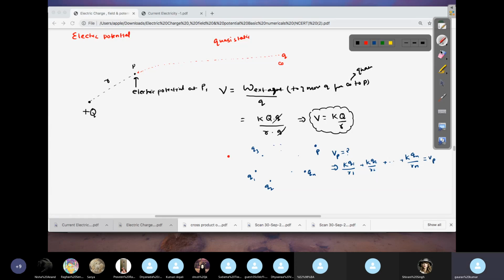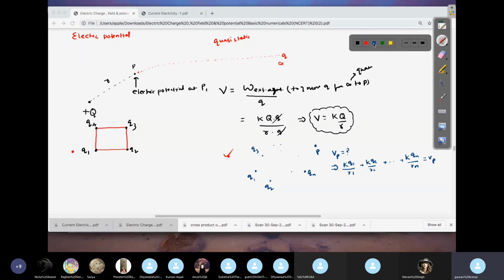This is the first concept. Second concept, a very important concept. Let's see some scenarios. See, let's say you have a square like this. They give you four charges like this: Q1, Q2, Q3, Q4.